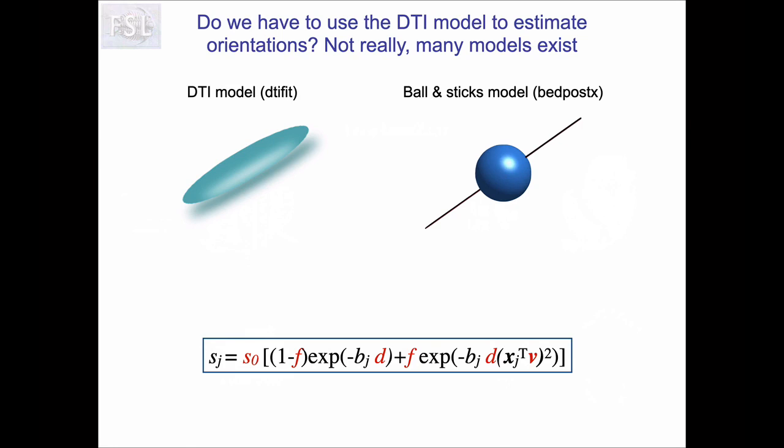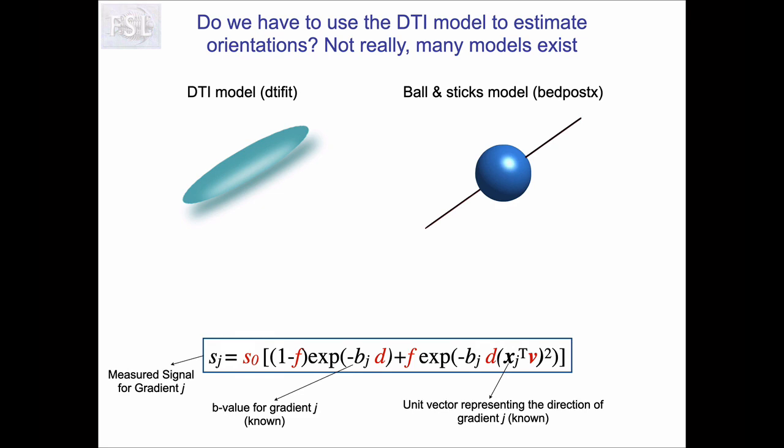So our final signal will be given by the signal of this ball plus the stick compartment, and the equation for that is shown here at the bottom, where Sj is the measured signal for a given b value and gradient orientation, and bj and xj are that b value and gradient orientation. The things that we want to estimate are here in red. From what we basically have, we have a sum of two terms corresponding to the ball on the left and the stick on the right.